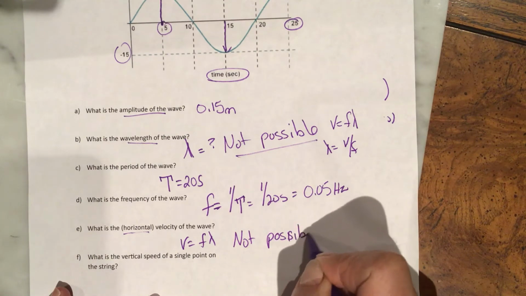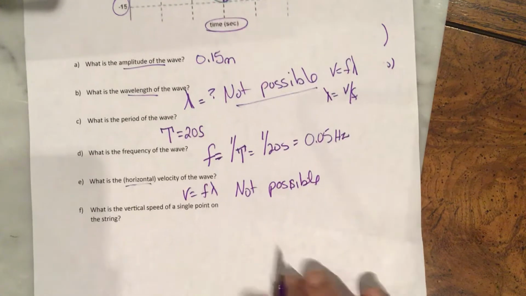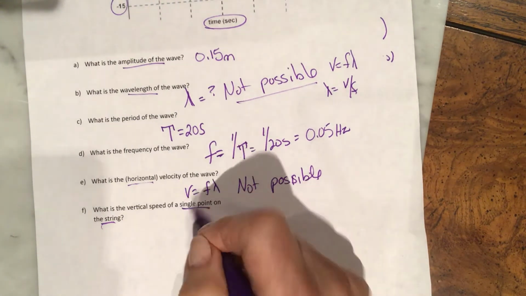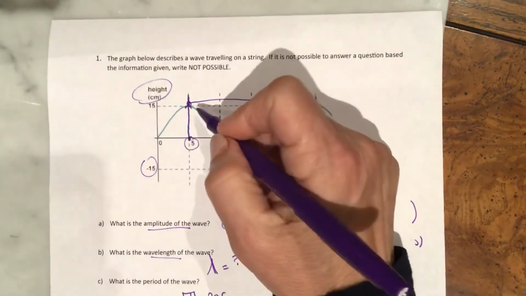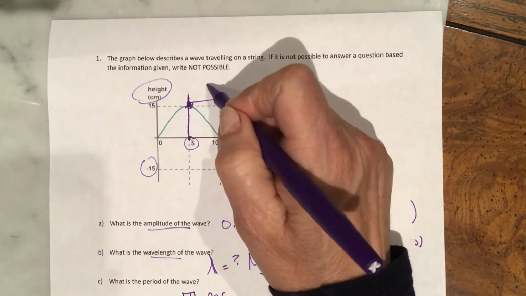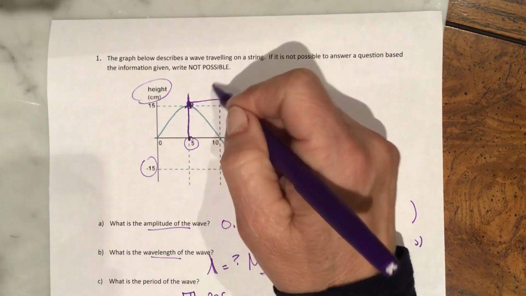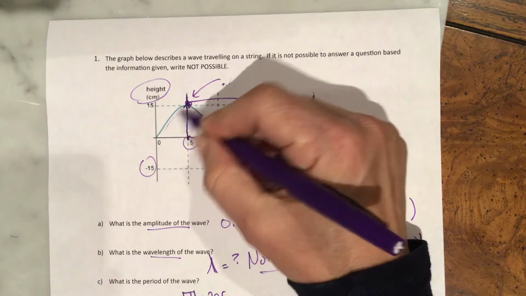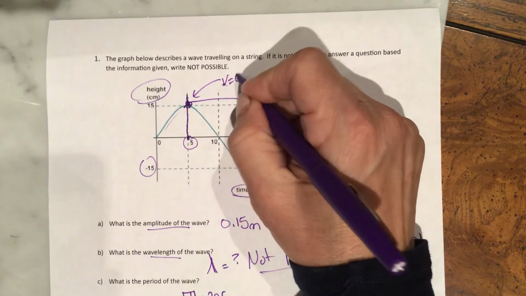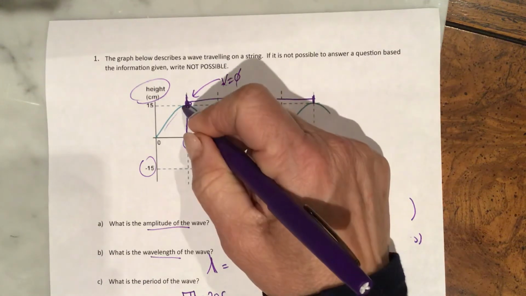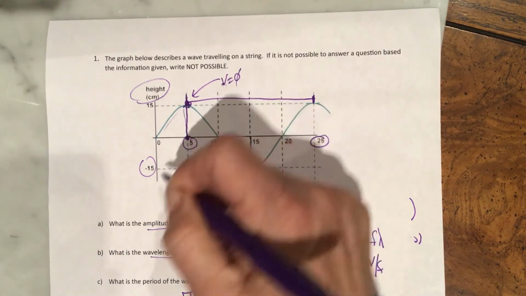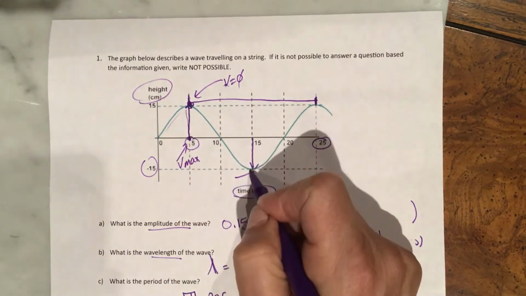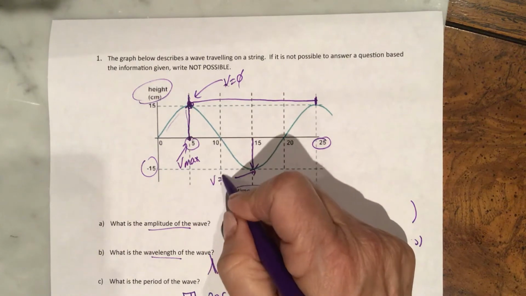All right. And our last question is, what's the vertical speed of a single point on the string? Now that's an interesting question because you get a lot of information off this graph, but if you remember from our springs, when the string reaches this point, the velocity is actually equal to 0. And when the string gets all the way to the equilibrium point, well, that's the maximum velocity. And again, when we get all the way over here, the velocity is equal to 0.